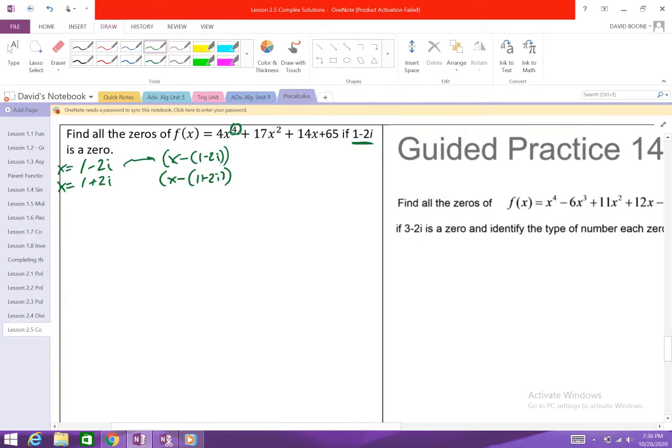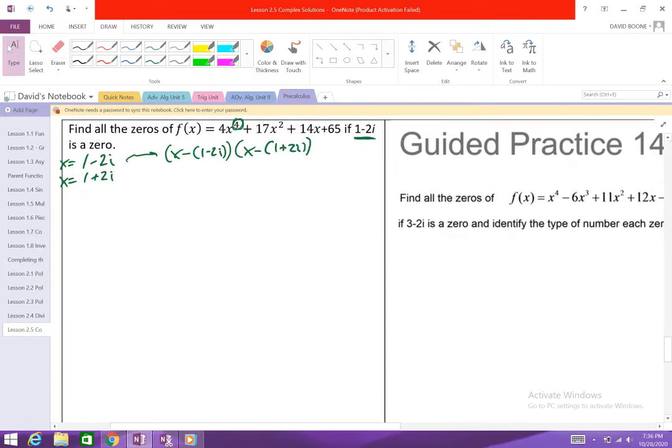So if I know that they are factors, what I can do is I could FOIL these. I can multiply these together. So I'll just rewrite this up here so we can see them next to each other so we can do the FOILing. And we can go ahead and do that. All right. So if I multiply the firsts, I'll get x squared.